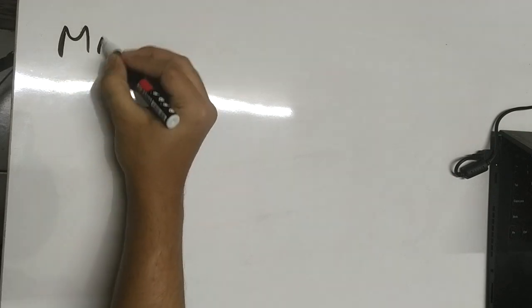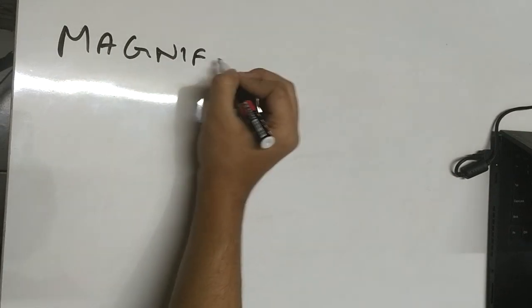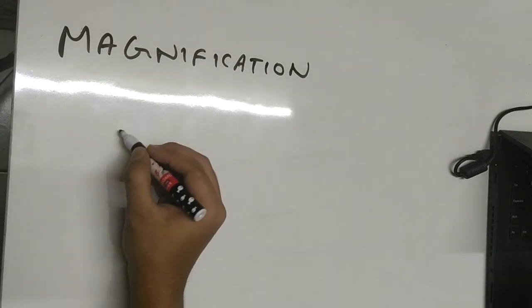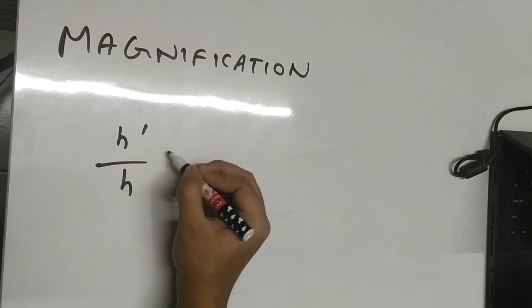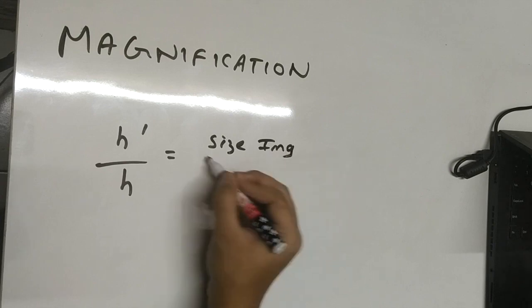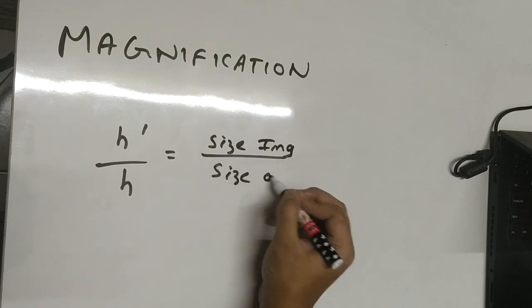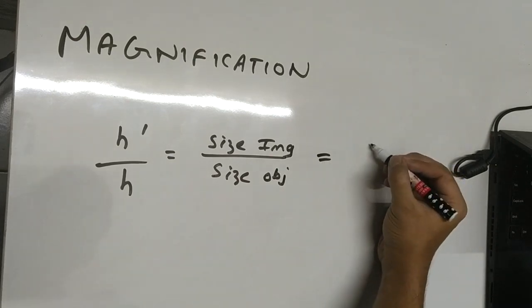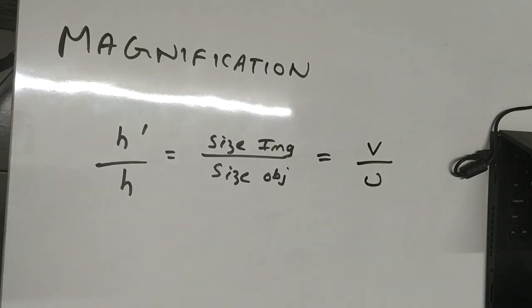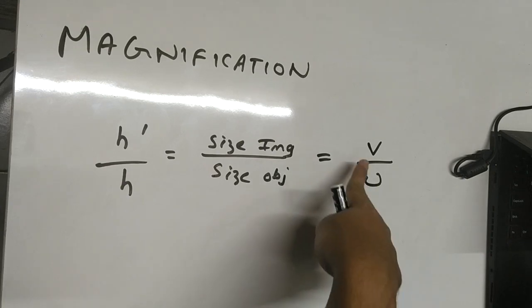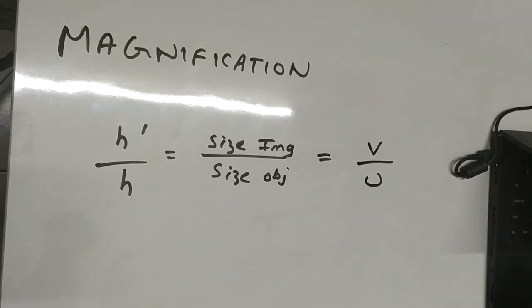Now that we have looked at lens formula, let us look at magnification formula for lens. Magnification for lens. So magnification H dash by H, this is equals to size of image by size of object is equals to, what is it? V by U. Okay, in the mirror what it was minus V by U, but in lenses it will become plus V by U. Okay, done. So this is magnification formula. Note this down.